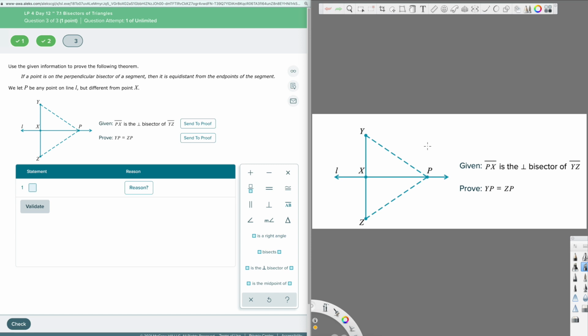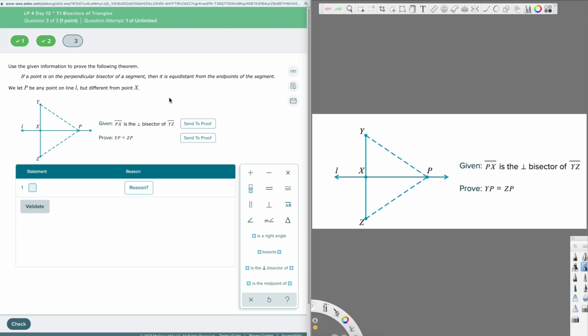So what we're doing is we're proving the theorem: if a point is on a perpendicular bisector of a segment, then it is equidistant from the endpoints of the segment. We're proving that. I know we've already been given it because we talked about that in number 1, but now we're going to prove why this happens.